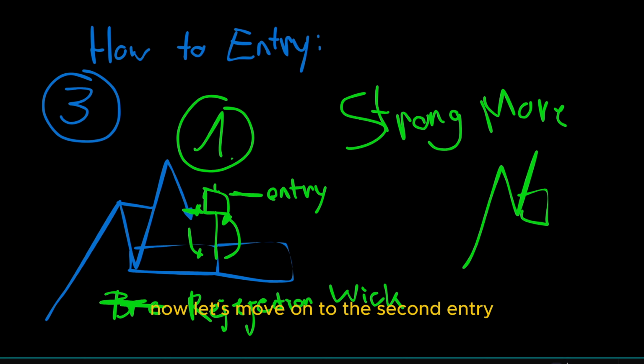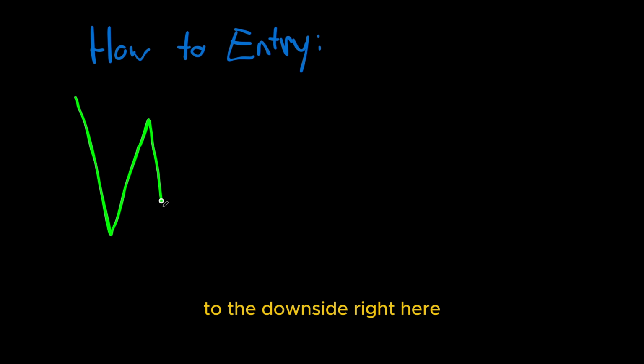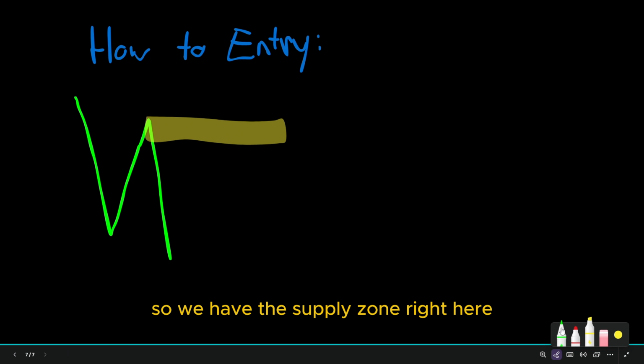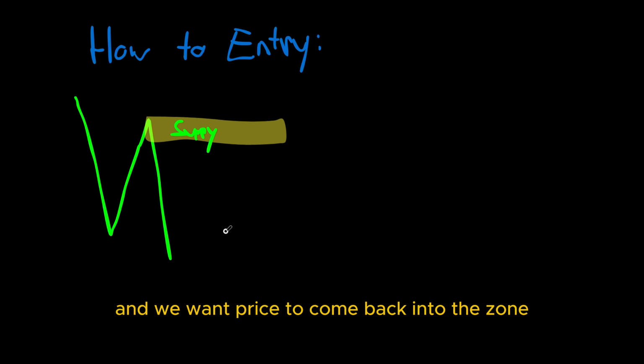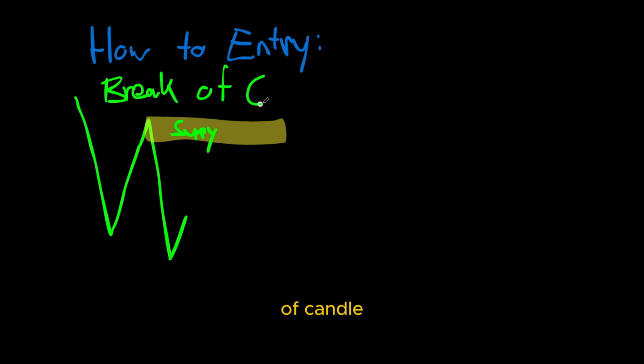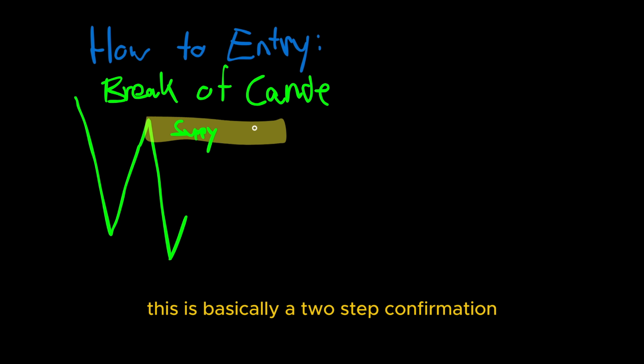Now let's move on to the second entry. For our next entry, this is actually where the fun begins, because this is the break of the candle. So let's say once again, we have a strong move to the downside right here. We can then mark out our previous supply zone. We have the supply zone right here, and we want price to come back into the zone and break the candle. I write it down here, break of candle. This is basically a two-step confirmation following the rejection wick.